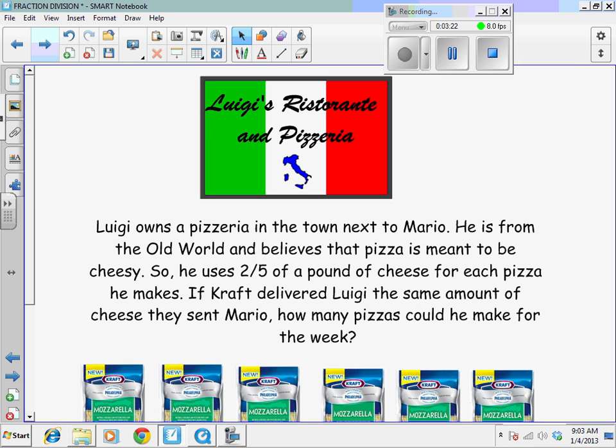Mario and Luigi, they're in a competition. They try to knock each other out of business. Luigi owns a pizzeria in the next town over from Mario. He is from the old world and believes pizza is meant to be cheesy. So he uses 2/5 of a pound of cheese for each pizza he makes.